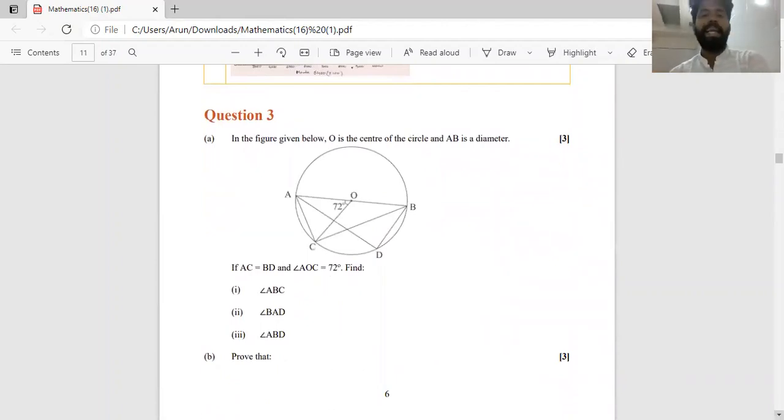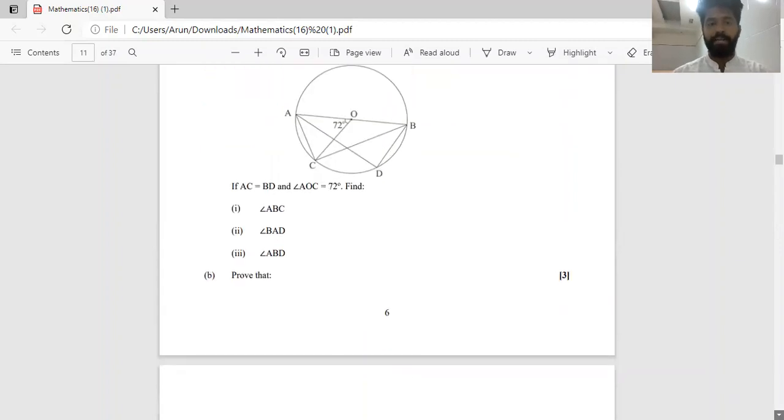Question number 3A. This is a question from circles. So in the figure given below, O is the center. The diagram has been given to you, and AB is the diameter. AC and BD are equal, that is given, and angle AOC is equal to 72 degrees. You have to find three angles.